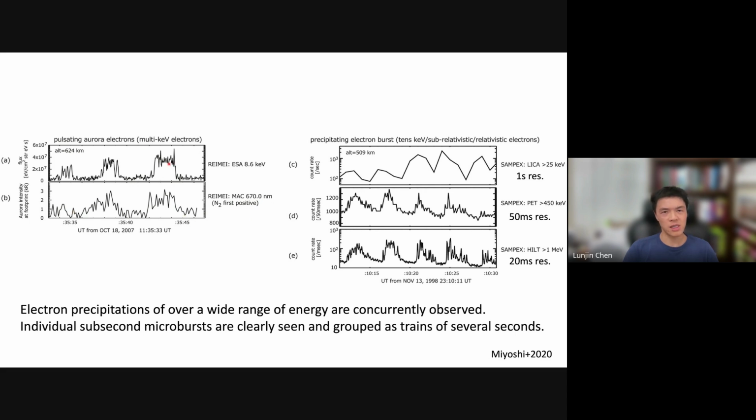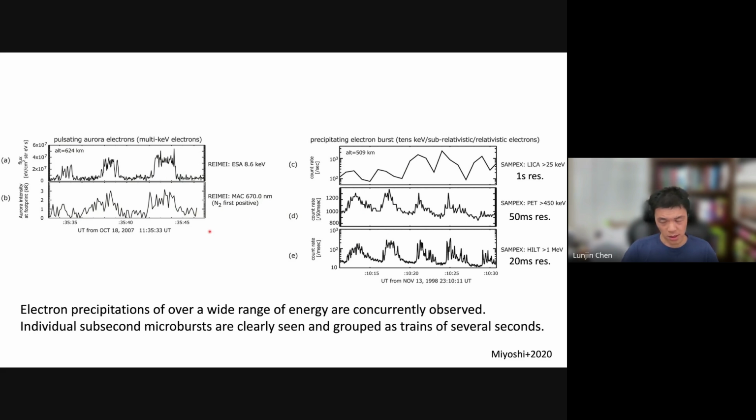The reason Miyoshi put them together is to demonstrate that those lower-energy, 10 keV electrons show a similar pattern as those at very high energy ranges. The takeaway message from their paper is that they suggest the relativistic electron microburst is actually the high energy tail of the pulsating aurora.